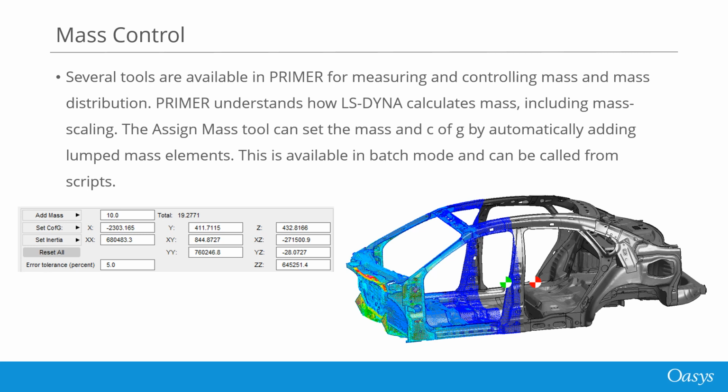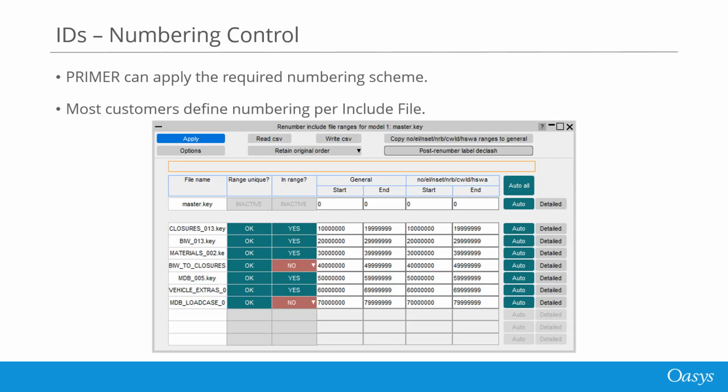Mass control. So there's several tools in Primer available for measuring and controlling and creating mass. So Primer understands how LS-DYNA calculates mass, including mass scaling. And the assign mass tool can set the mass and C of G by automatically adding lump mass elements. And this is also available in batch mode and can be called from scripts. Numbering is a very important part of the model build process, and Primer can apply any required numbering scheme.